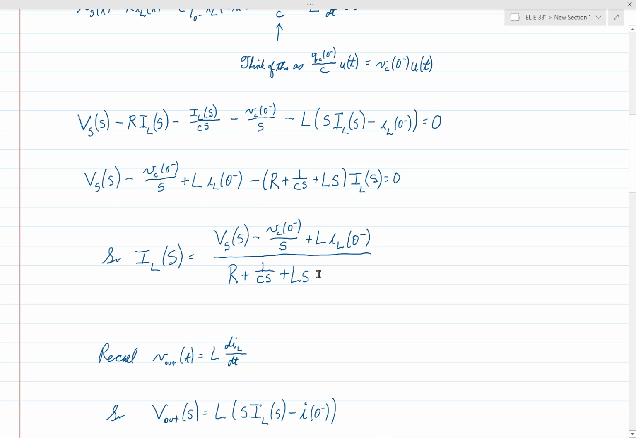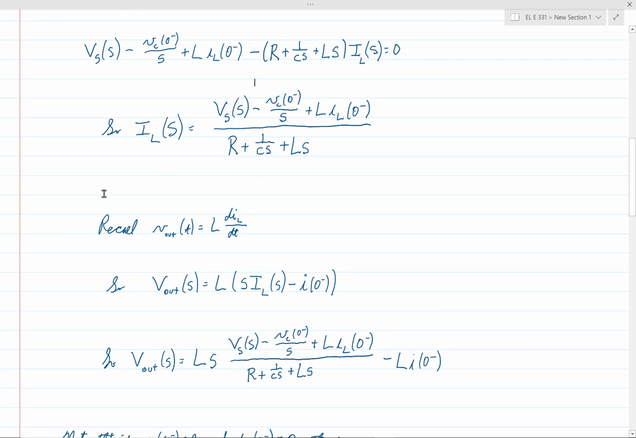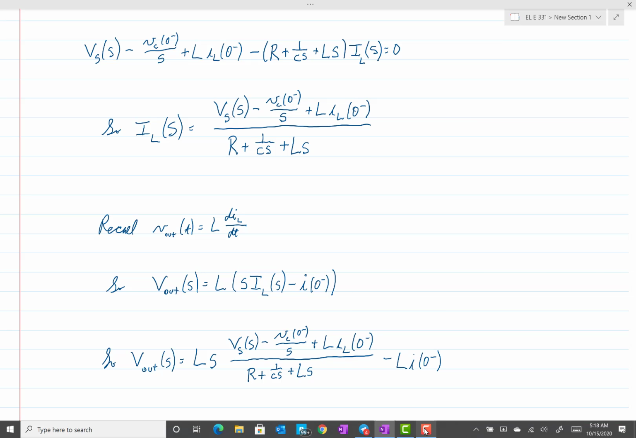And now recall that our goal here was to find V out of t very easily. In this particular problem, V out is equal to L dIL dt. So if we take the Laplace transform of that, we get V out of s is equal to L times s IL of s minus little IL of 0 minus. So let me just stop and put that L in there.